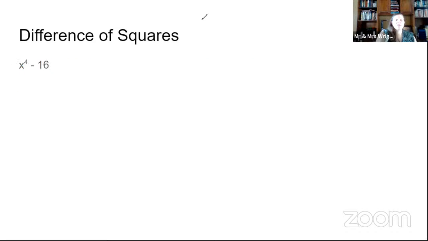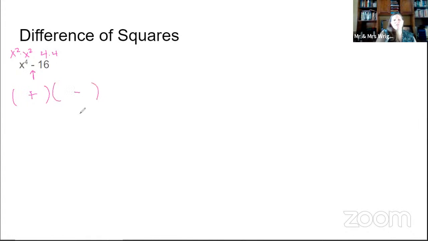All right, x to the 4th minus 16. So let's look at this. x to the 4th is x squared times x squared, and 16 is 4 times 4. So these are two perfect squares. It's just not one that we're really too familiar with, x to the 4th, but it is a perfect square, and we have a minus sign here in the middle. So we can go ahead and set up our answer here.